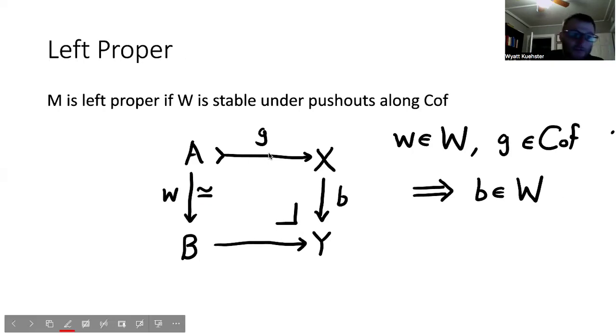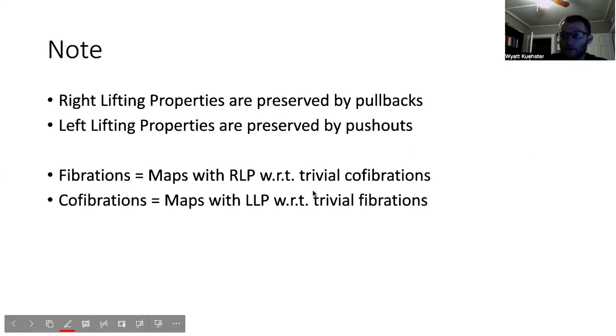Just for completeness, I'll define left proper as well. Left proper means weak equivalences are stable under pushouts along cofibrations. So I have a weak equivalence, I push it out by G, I should get that B is a weak equivalence. That's left proper. If I'm left and right proper, I just say I'm proper.